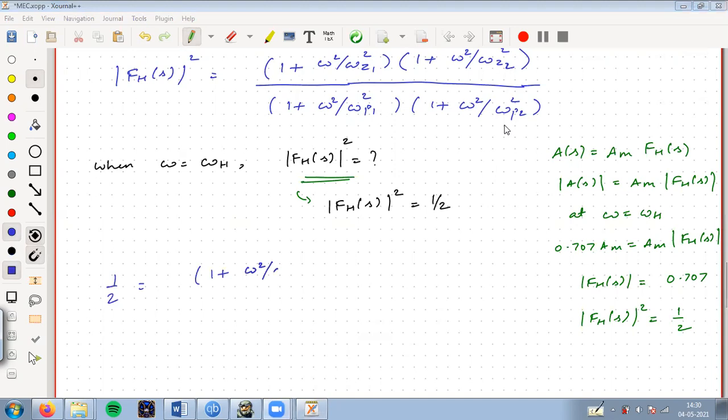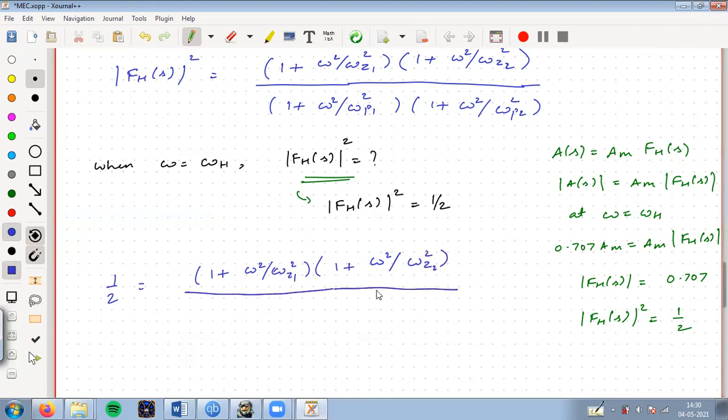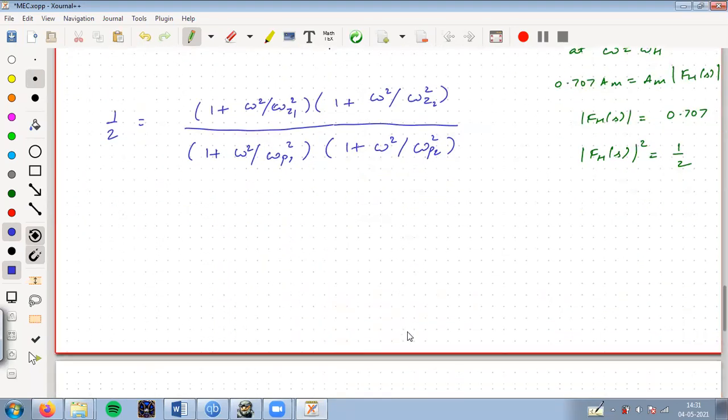So substitute this above, you will get half equals 1 plus omega square by omega z1 square, 1 plus omega square divided by omega z2 square, divided by 1 plus omega square divided by omega p1 square, 1 plus omega square divided by omega p2 square. Further solve this. From this equation, I have to find what is omega.